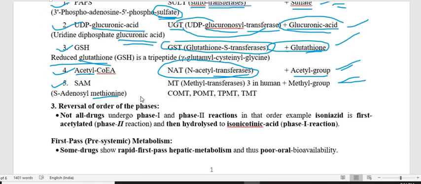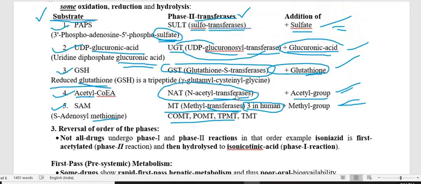The last endogenous component is S-adenosyl methionine. This is going to give the methylation of the drug, and therefore the name of the enzyme is again a transferase. Because this is transferring the methyl group, the name of the enzyme is methyl transferase. In human beings, these methyl transferases are COMT, POMT, TPMT. So these are all methyl transferase enzymes.